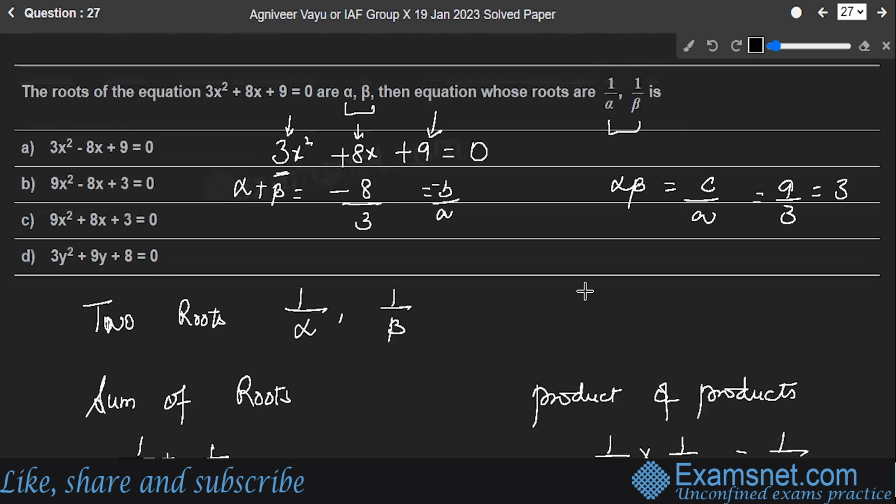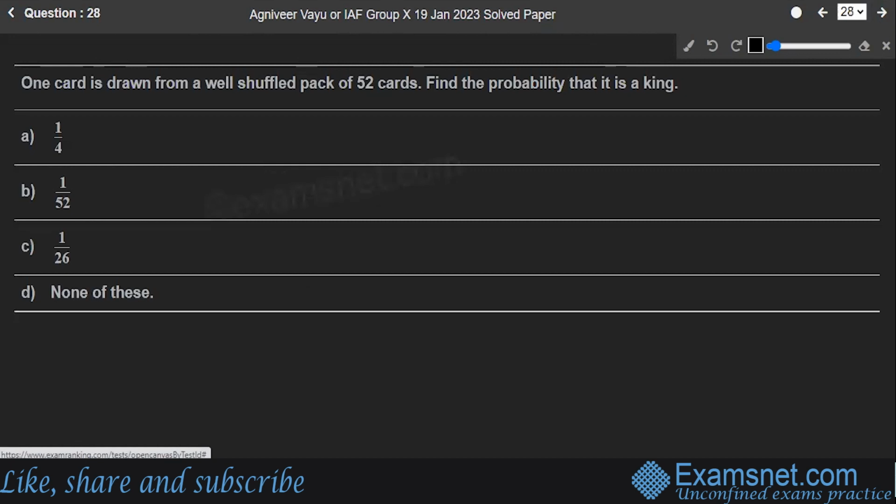So let's check with the options. 9x square plus 8x plus 3, which is option C. So this is the correct answer to the question. Hope you got this. Next is question number 28.